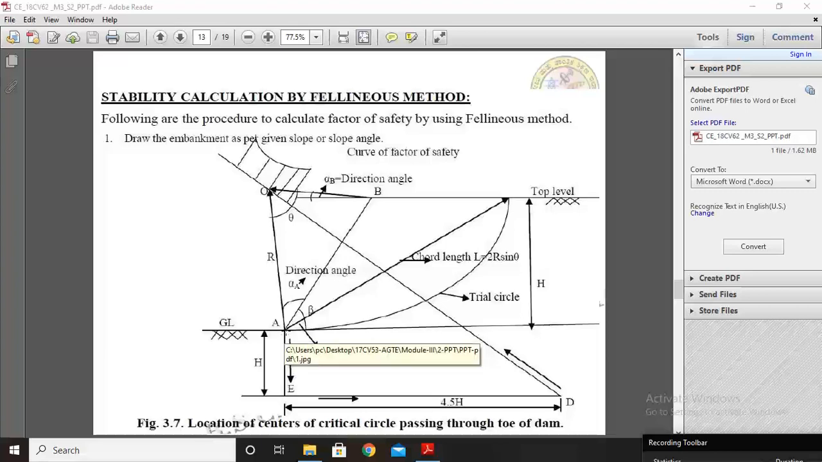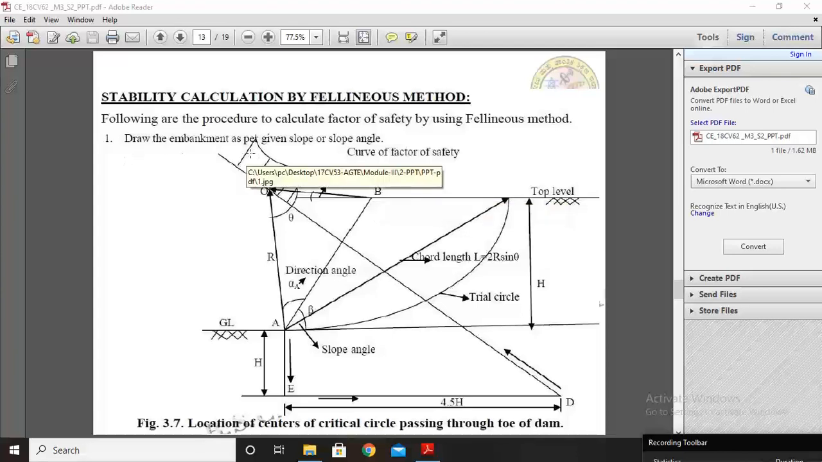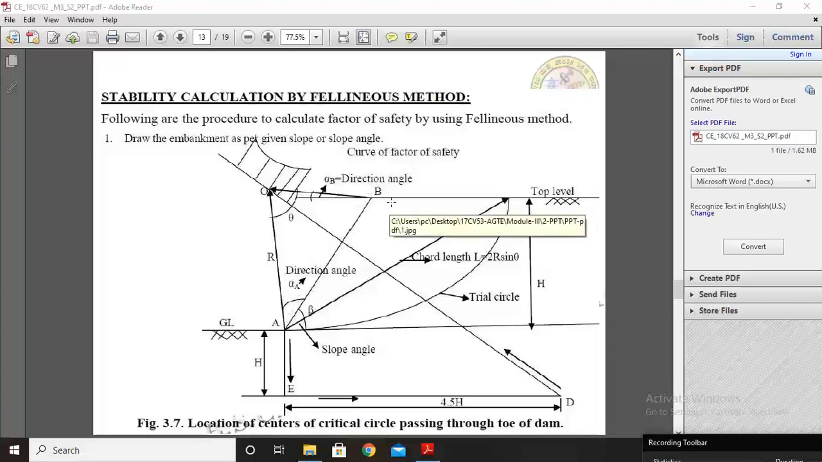Okay, so you select a horizontal line, you select a point on this line, then you select the slope angles from this horizontal line and locate the inclines, that is the slope. Draw the embankment as per the given slope or slope angles.